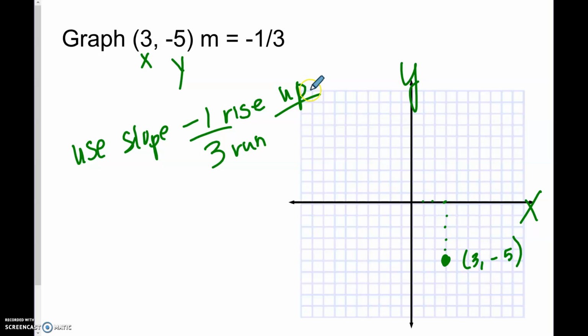So if I'm going to go up, this number right here is a negative number. So I am going to go left. So I'm going to go up 1, left 3. Up 1, left 3, up 1, left 3.